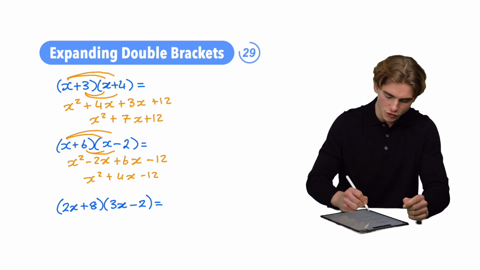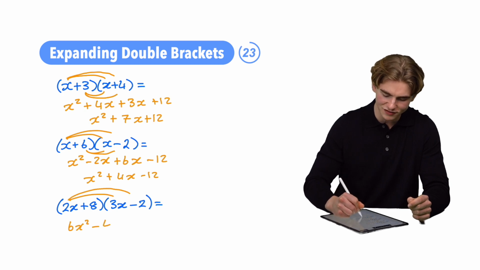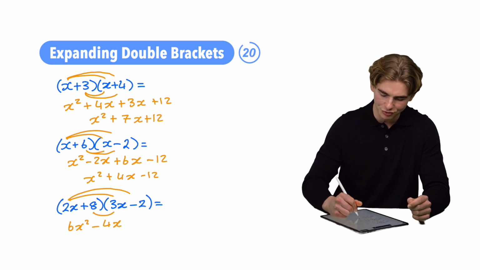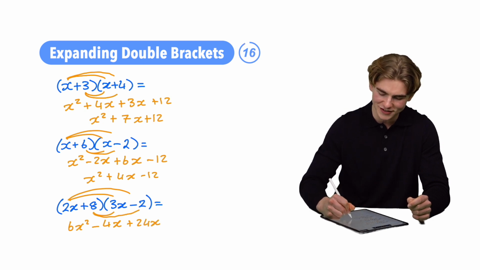First off, 2x times 3x, that's going to give us 6x squared, followed by 2x times minus 2, that's going to be minus 4x. Up next, 8 times 3x, that's going to give us plus 24x. Up next, 8 times minus 2, that's going to be minus 16.